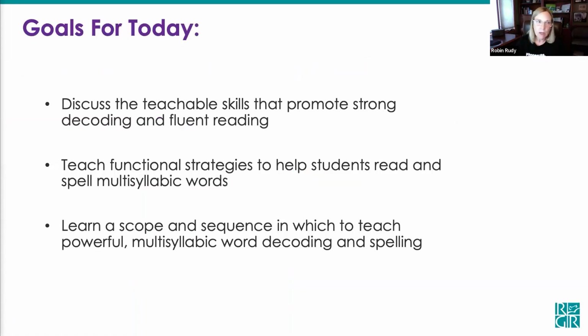Okay. So today we're going to go through a pretty quick hour. We're going to discuss those teachable skills that promote strong decoding and fluent reading. We're going to talk about a functional strategy that can help students read and spell multisyllabic words across all 6 syllable types. We will not get to all 6, but we will get through a few of them. We're going to talk about the scope and sequence. You'll kind of see the process of where you start and what those foundational pieces are so you can apply this strategy to multisyllabic words for both decoding and for spelling.